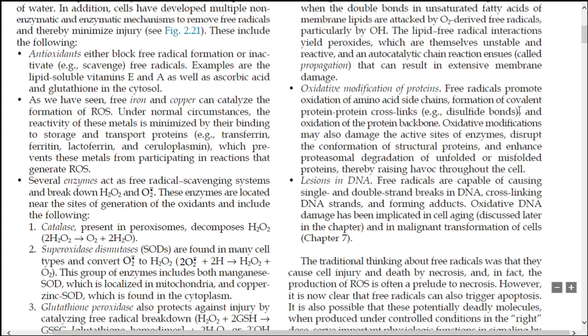Free radicals will help in oxidation of amino acid side chains, and formation of covalent protein-protein cross-links like disulfide bonds. Disulfide bonds we have seen already in insulin, which is a peptide hormone. There is also oxidation of the protein backbone. All these will result in damaging the active site of enzymes and disrupting the conformation of structural proteins.